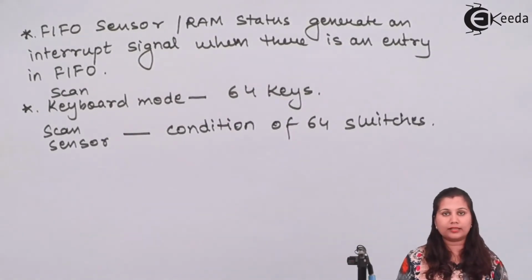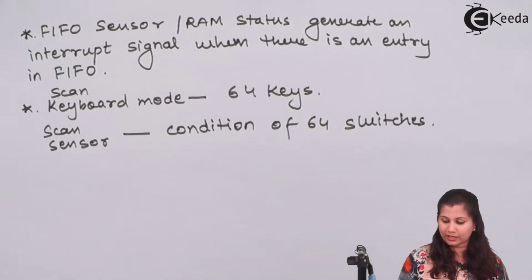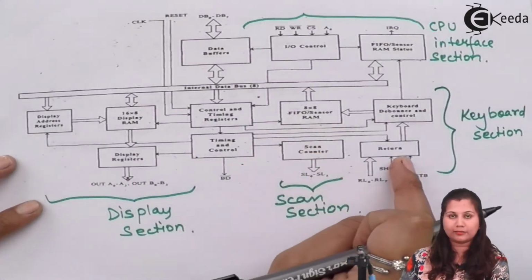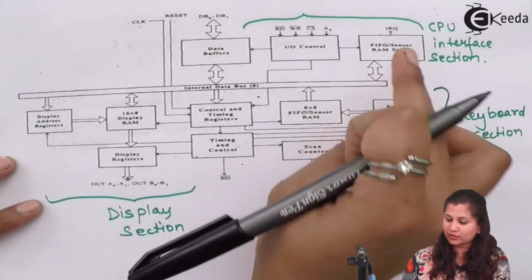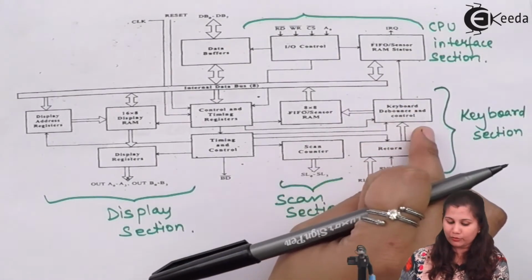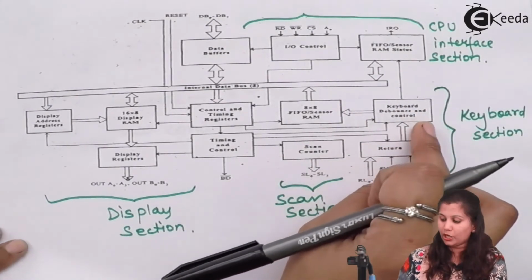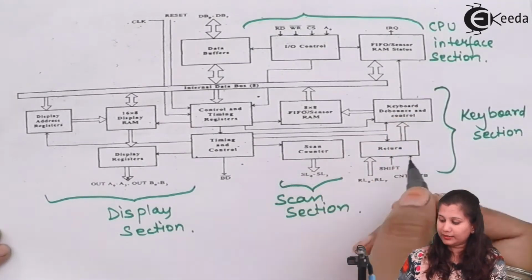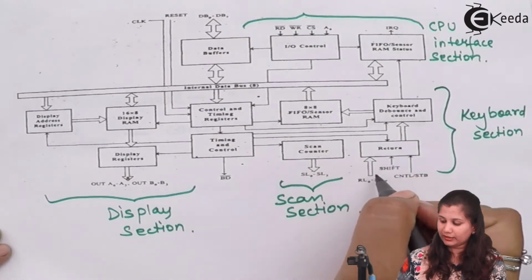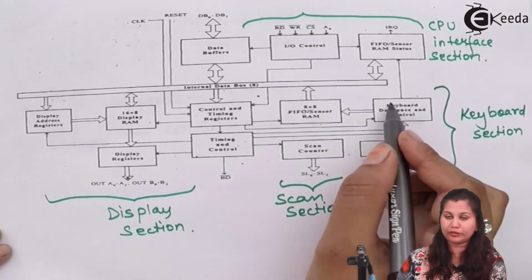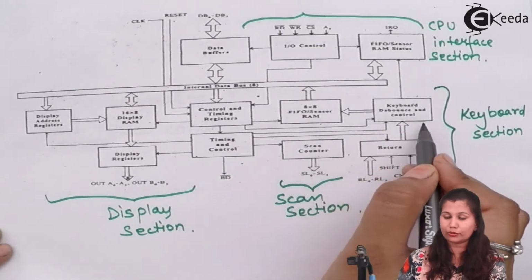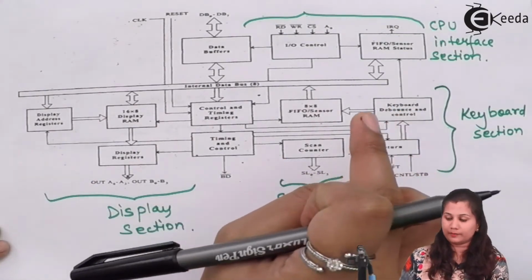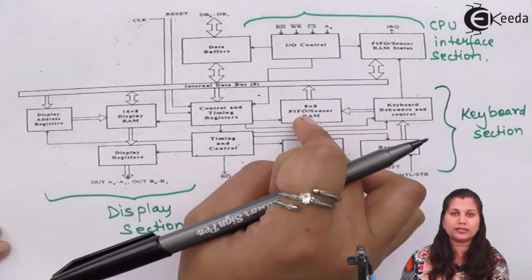So in the keyboard section, we have seen what it consists of. It has the FIFO sensor RAM, it has the return block, it has the FIFO sensor RAM status. Now we are left with this keyboard debounce and control unit. What is the function of this unit? It will get the input of the return lines, and the shift and control input will also be given to this keyboard debounce and control block. Whenever any key is pressed, it is going to store the key code into the sensor RAM.